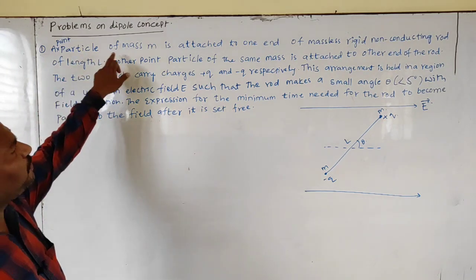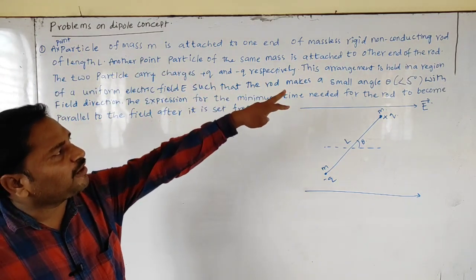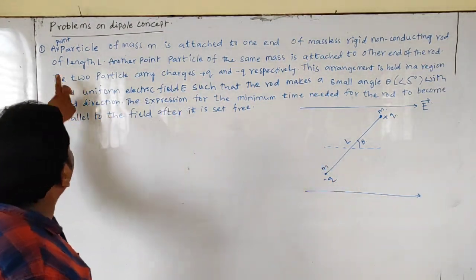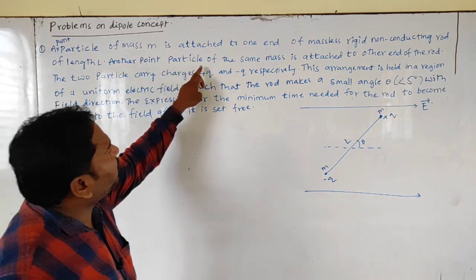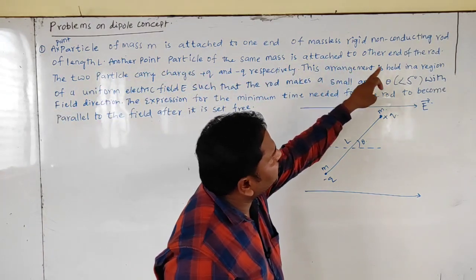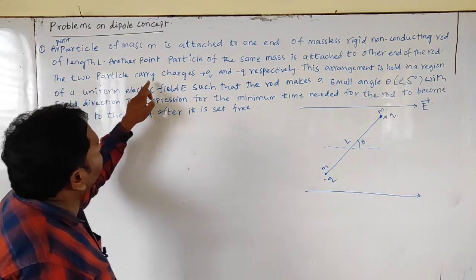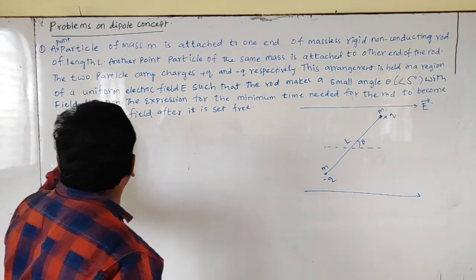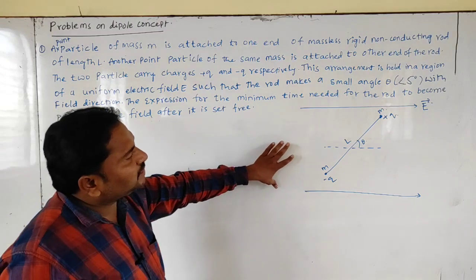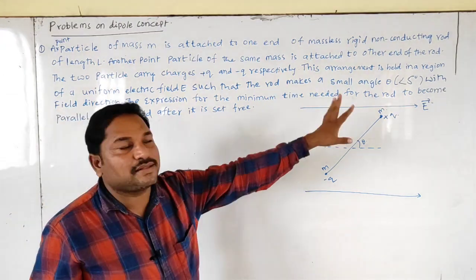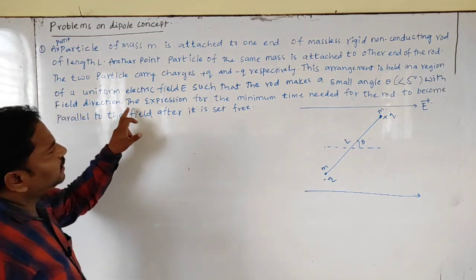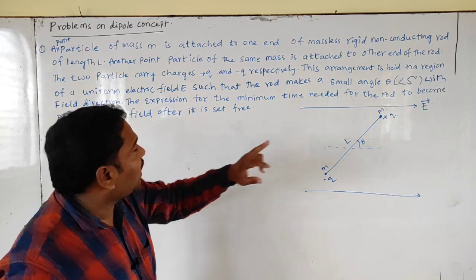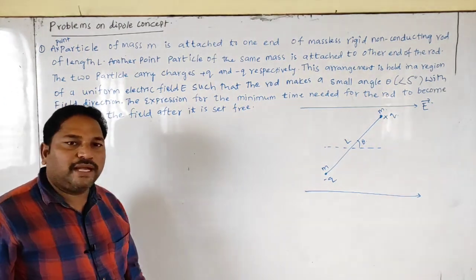A point particle of mass m is attached to one end of a massless, rigid, non-conducting rod of length capital L. Another point particle of the same mass is attached to the other end of the rod. The two particles carry charges plus q and minus q respectively. This arrangement is held in a region of uniform electric field such that the rod makes small oscillations with the field. The expression for the minimum time needed for the rod to become parallel to the field.